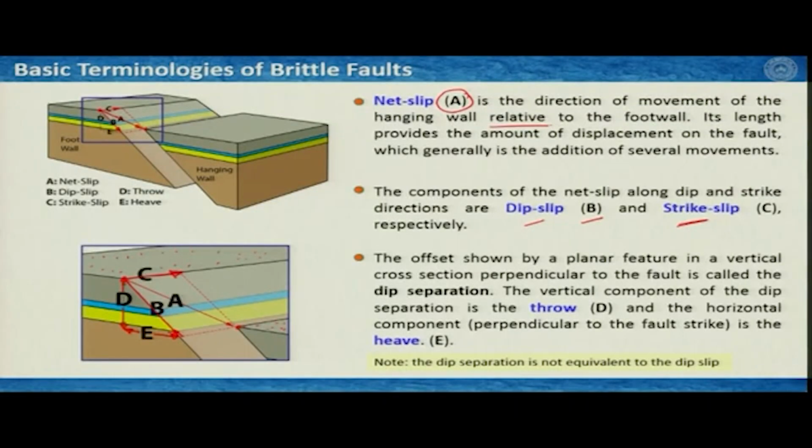Now, sometimes we use another term which is called separation. We will talk about it later, and this is very important, but at this time please understand that dip separation or strike separation are not equivalent to dip slip or strike slip respectively. We will learn about it soon.